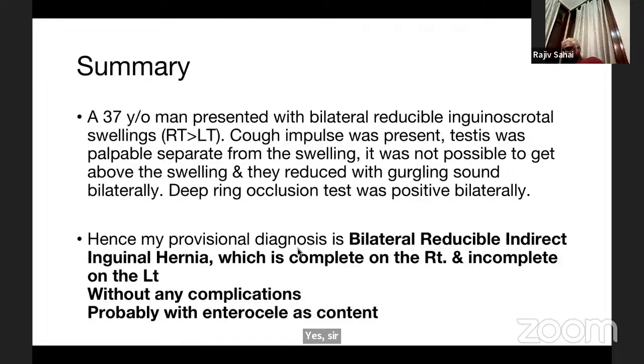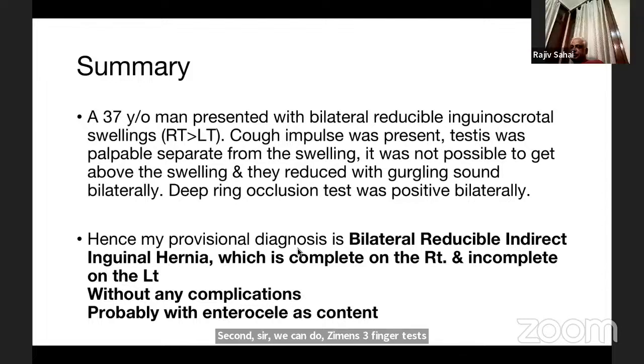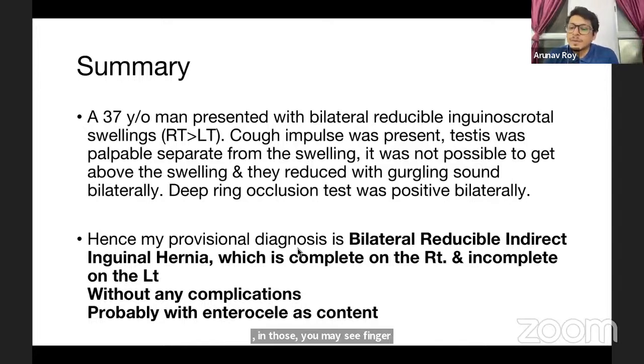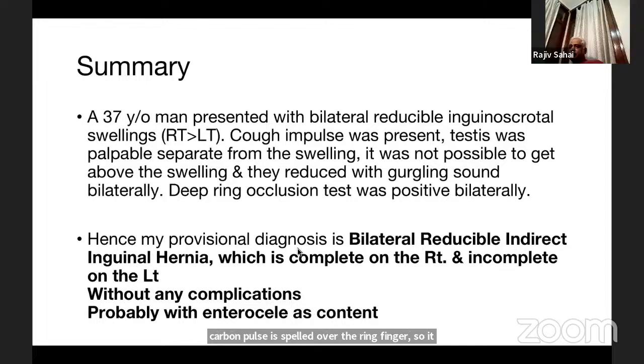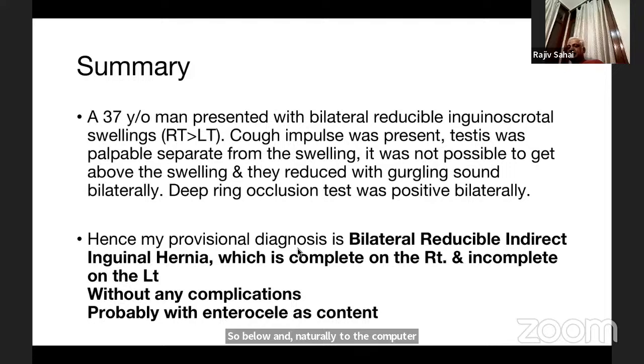So how will you differentiate between the two, a femoral and an inguinal? First is the shape, sir. An indirect inguinal hernia is pyriform in shape, sir, whereas the femoral hernia is usually retort in shape, sir. Second, sir, we can do Zieman's three-finger test, sir. What is the Zieman's three-finger test to distinguish it from a femoral hernia? Sir, in the Zieman's three-finger test, if the cough impulse is felt over the ring finger, sir, it would indicate a femoral hernia, sir. Where does a femoral hernia happen? Sir, below and laterally to the pubic tubercle, sir. Right. So that's that. If the femoral canal is there, yes, a femoral hernia.